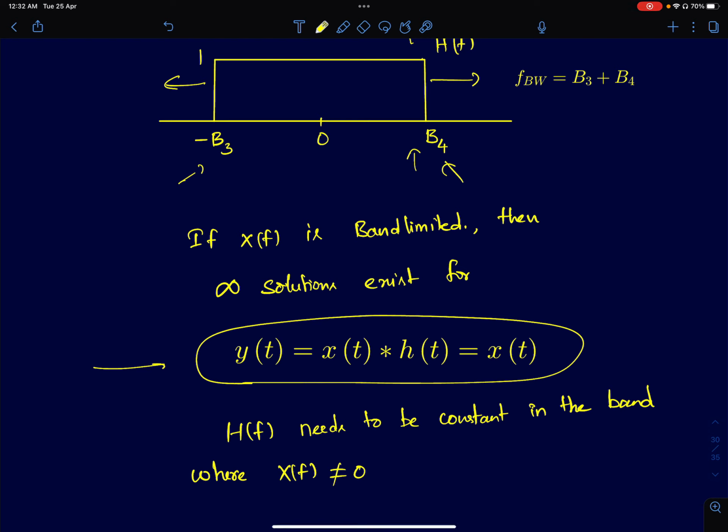It's a very simple problem the moment you think of it from a filter point of view. So if you put some conditions on the input, the condition being X of f, your input signal, is band limited, its energy is concentrated within a small range of frequencies, then there are infinitely many possible solutions for this problem. It's a simple filter design problem, right? You just have to pass those frequencies as they are.